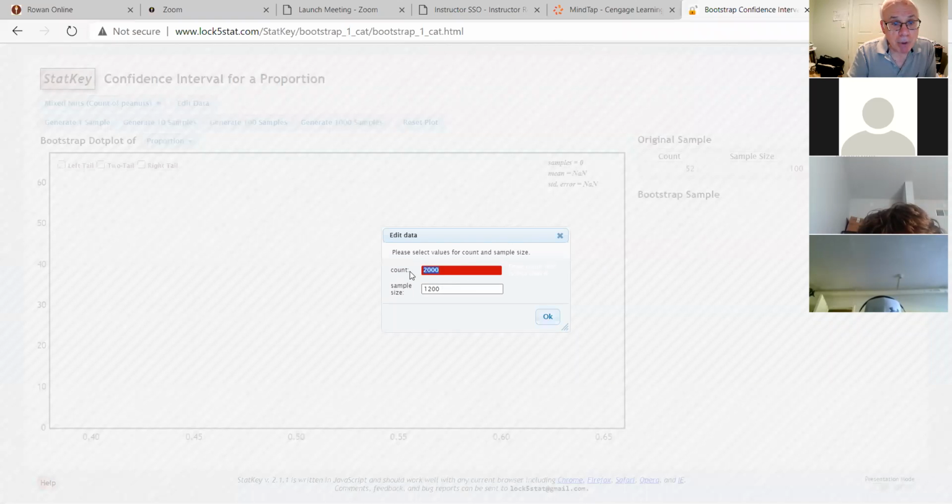I think I have this backwards here. It should say 1,200 under count and 2,000 for the sample size. So make sure you don't make a mistake when you're playing around with it. Sample size is the second number, and the count is the number of people who answered the question in a certain way. In this case, yes, I will vote for candidate A.